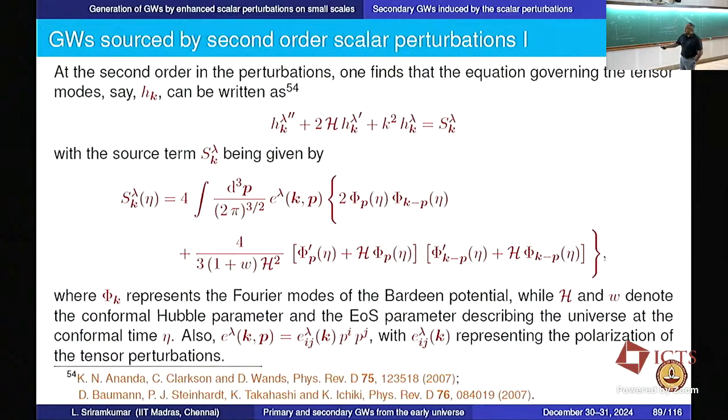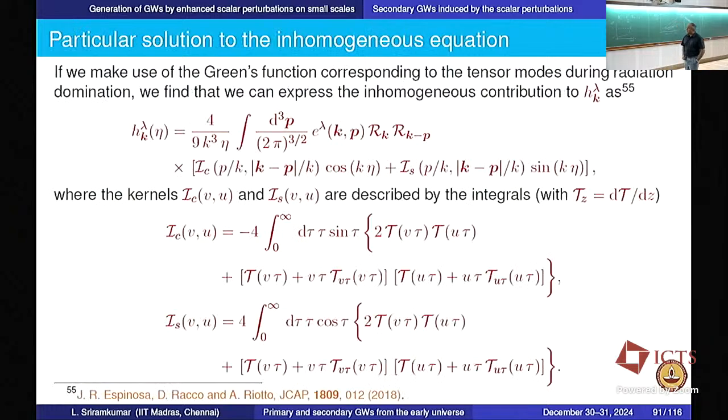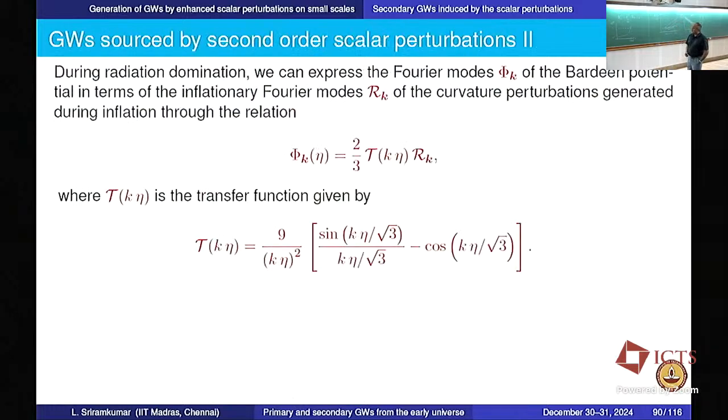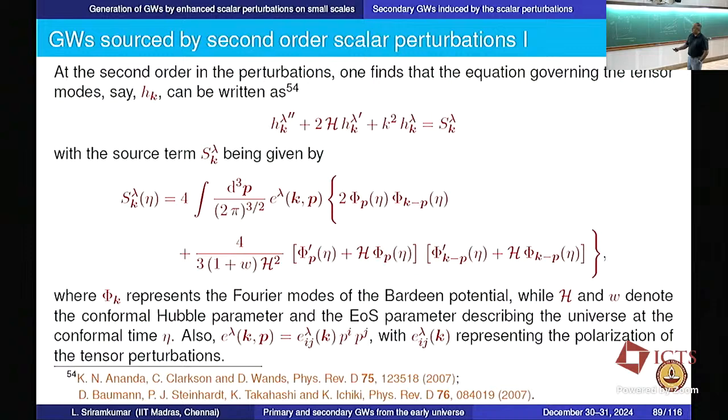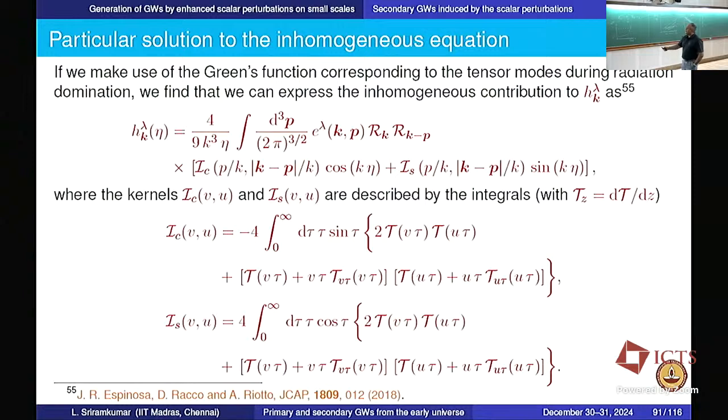In such a situation, all these phi p are related to the primordial curvature perturbation I talked about through something called the transfer function, which you can arrive at by solving the Bardeen equation. Then you take these transfer functions and plug them into these expressions for phi p and phi k minus p, and you arrive at a messy expression like this. This is messy but relatively straightforward algebra. So you need to substitute these transfer functions from the earlier slide into these.